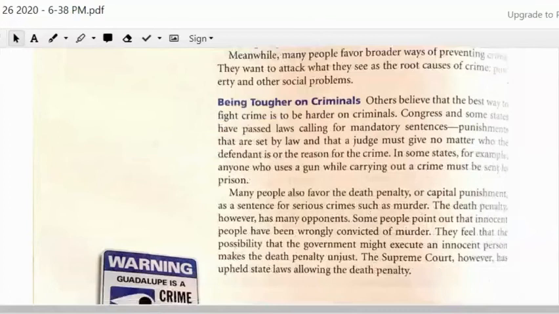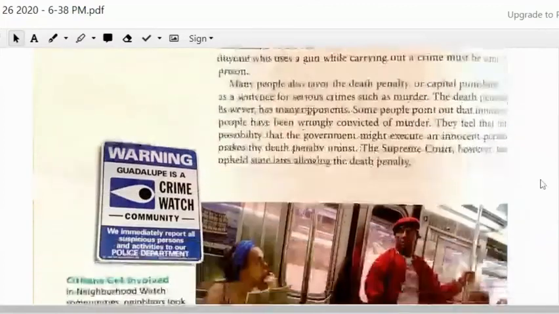The death penalty, however, has many opponents. Some people point out that innocent people have been wrongly convicted of murder. They feel that the possibility that the government might execute an innocent person makes the death penalty unjust. The Supreme Court, however, has upheld state laws allowing the death penalty.